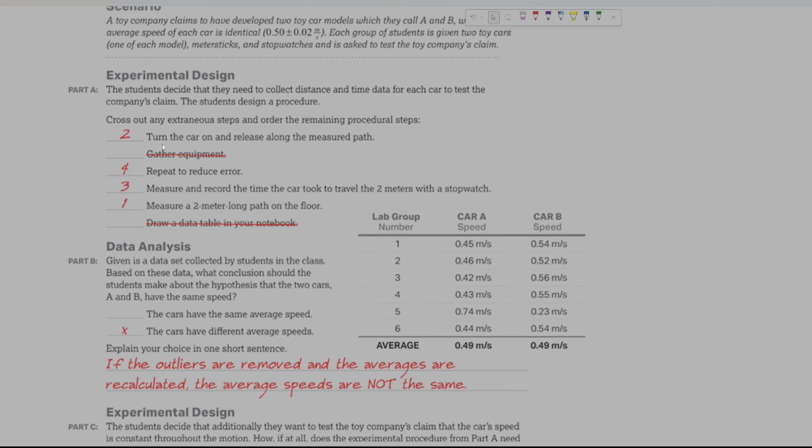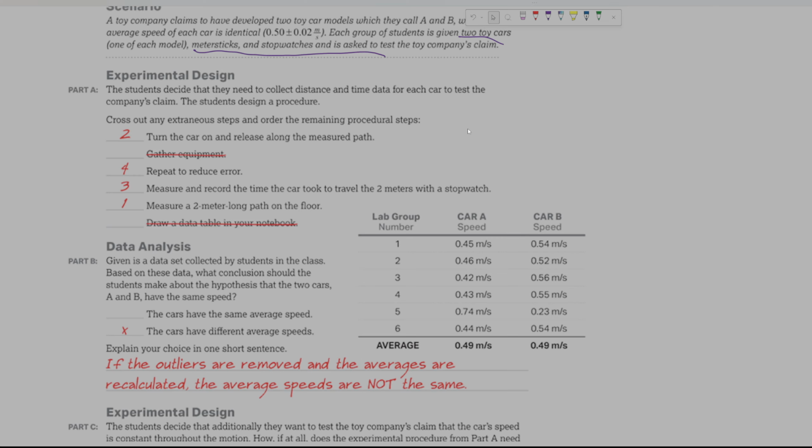We're using similar tools. The students decide that they need to collect distance and time data for each car to test the company's claim. The students design the procedure. Now, keep in mind what the students have access to. They've got meter sticks, stopwatches, and they've got the two toy cars. So keep that in mind as you go forward. Cross out any extraneous steps and order the remaining procedural steps.